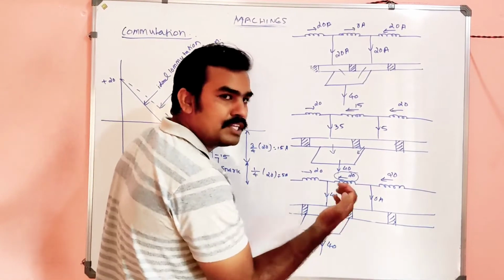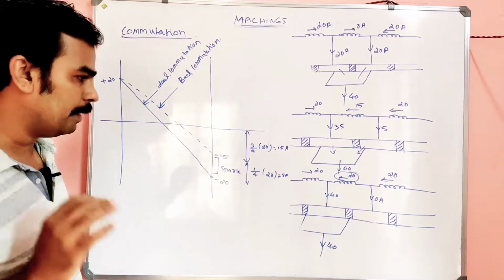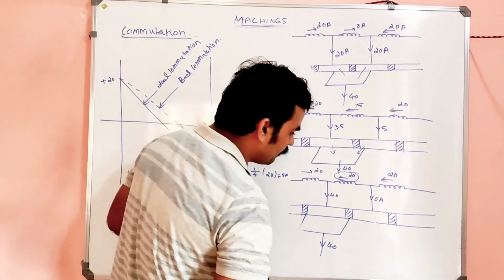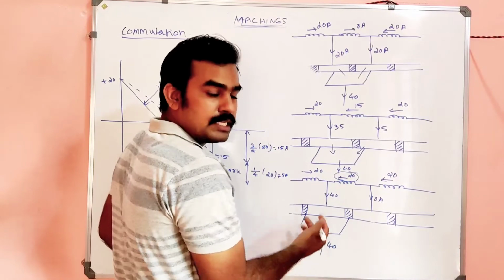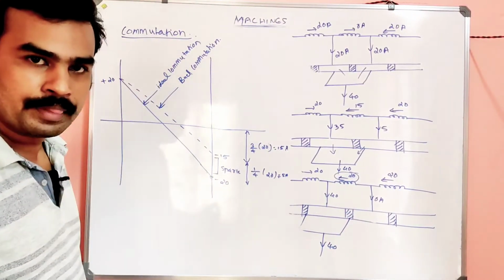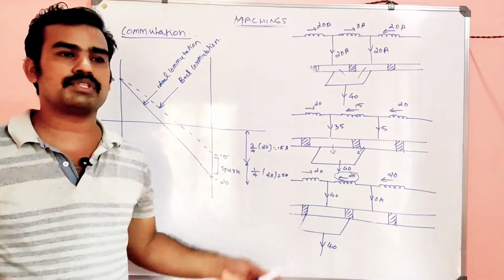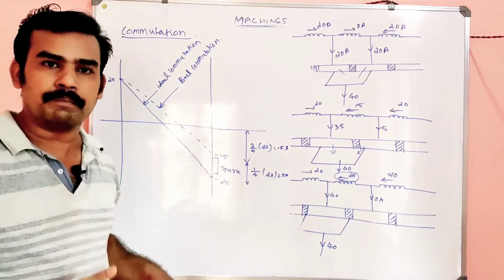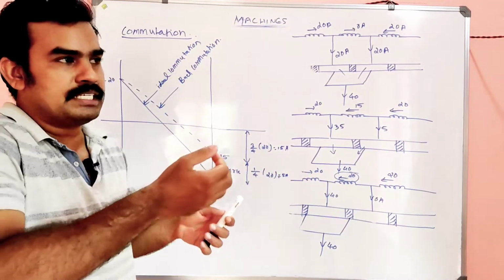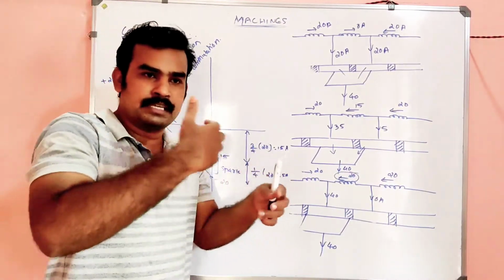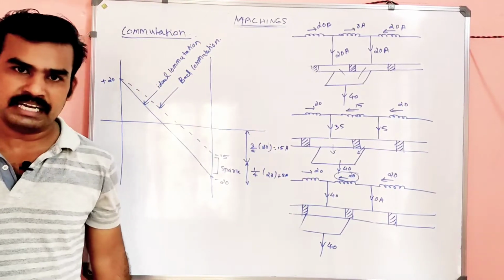Some very good insulation is there in between the commutator segments. But this insulation is not perfect all the time, because the machine is continuously moving at a very high speed, nearly 1500 rpm. Due to this high speed, this happens very fast, and the time duration for this reversal of current is very short, in the order of microseconds or milliseconds.